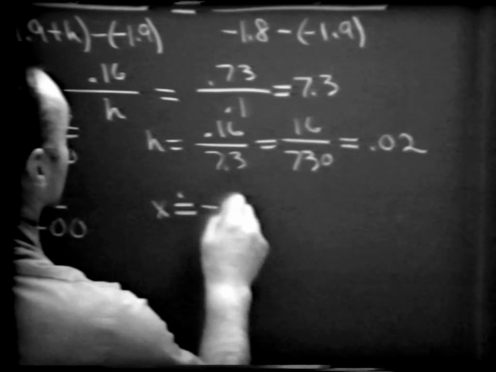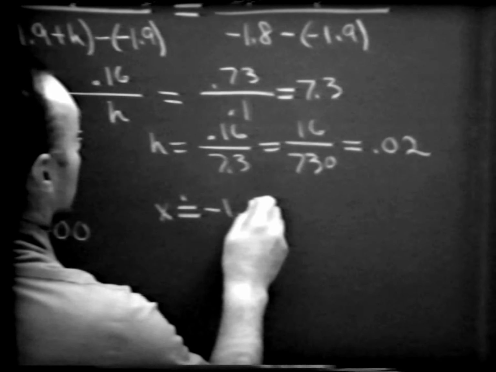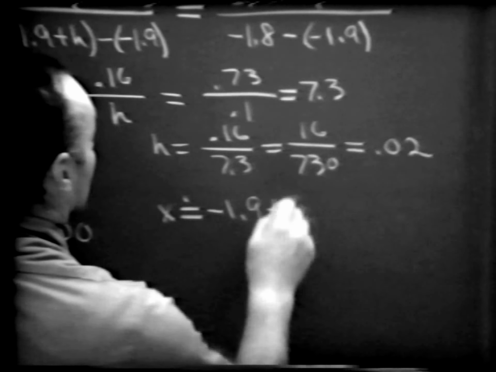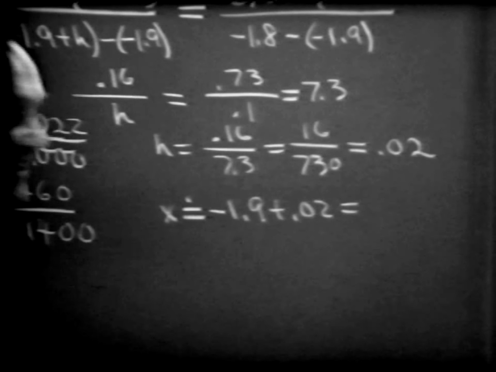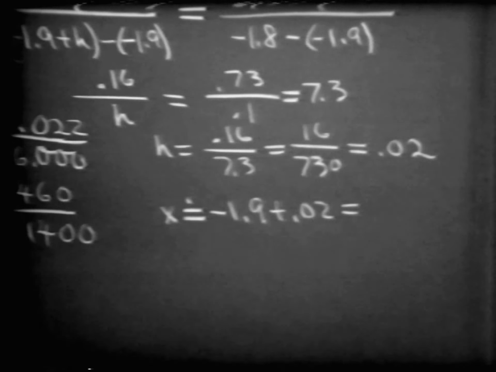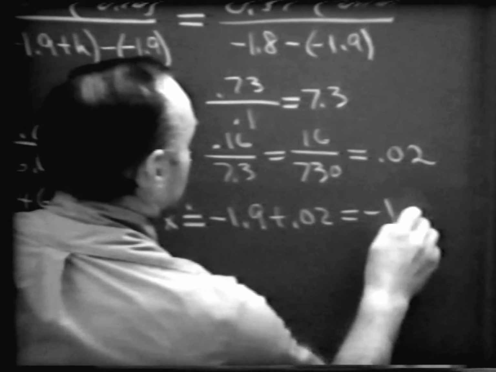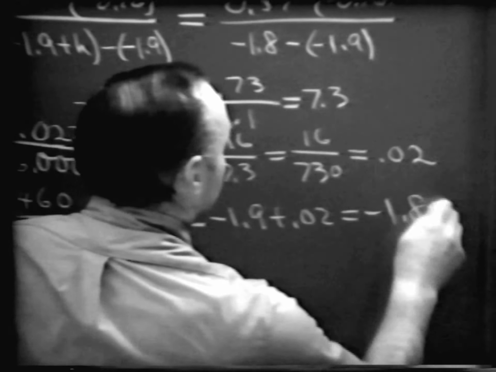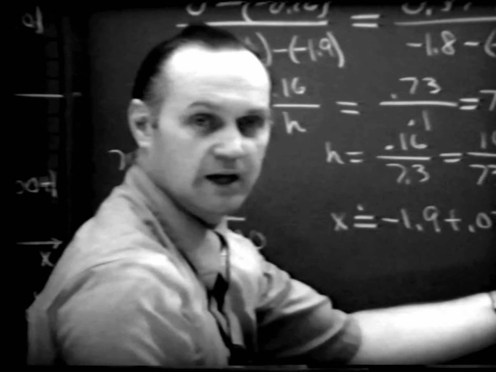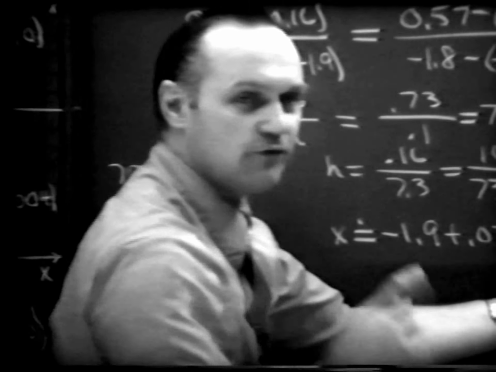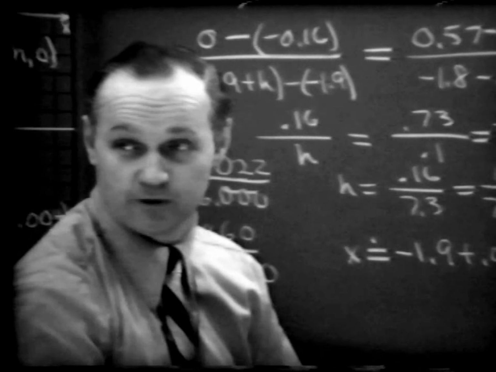Well, let's then let x be that number, which is our approximation of the root, which is going to be equal to negative 1.9 plus this number, 0.02. And what number is that but negative 1.88. Okay, a little bit of arithmetic here. A negative 1.88. Now, that's our first approximation to the root.